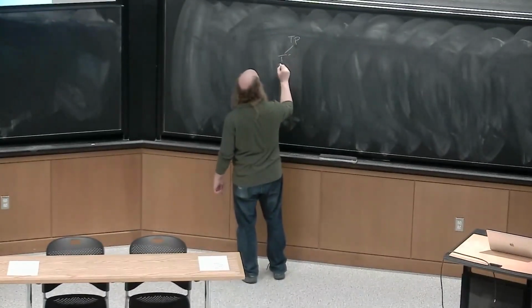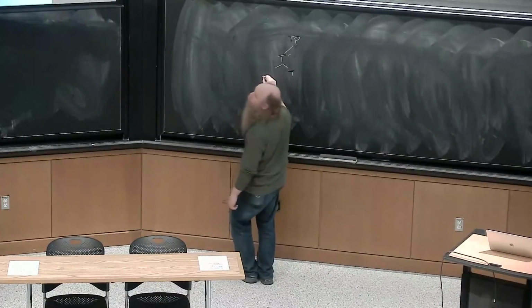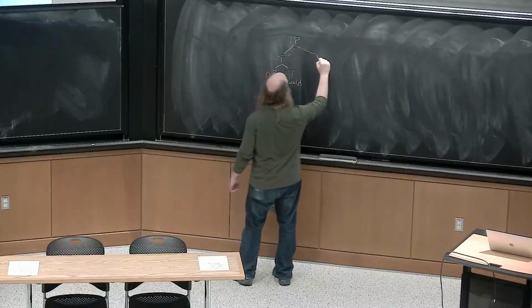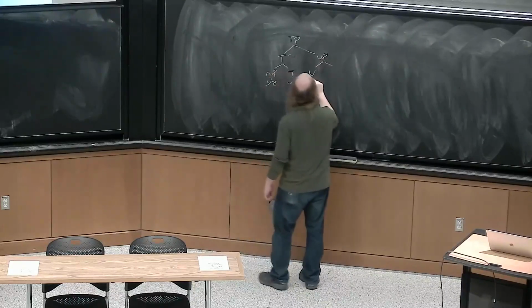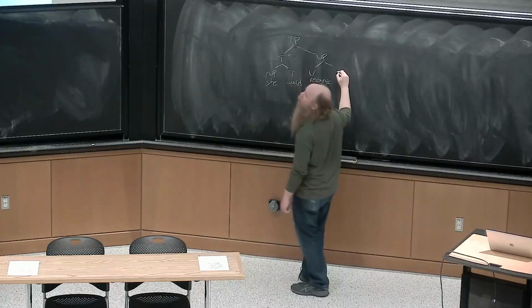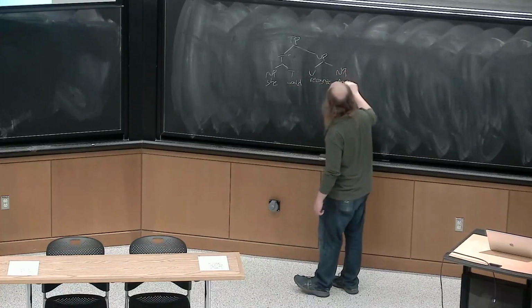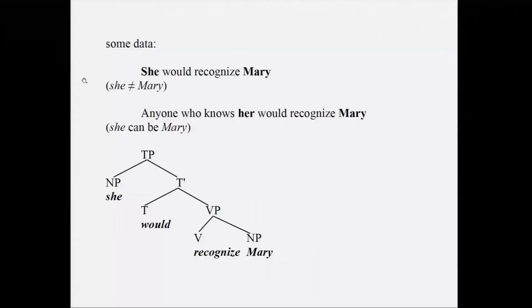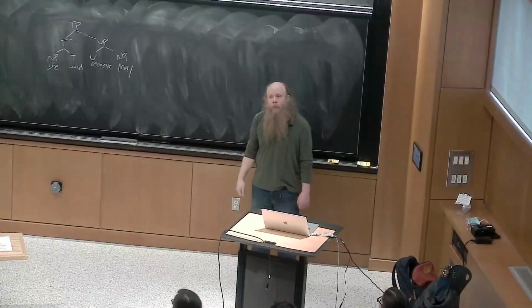Let's see if we can make reference to them. So she would, here's the tree that people were offering as an alternative. This is the kind of tree that people were offering as an alternative. So the tree that's on the slide is the tree that I want you to believe in. The tree that's on the board is the tree that people said, hey, why are we not doing it that way?